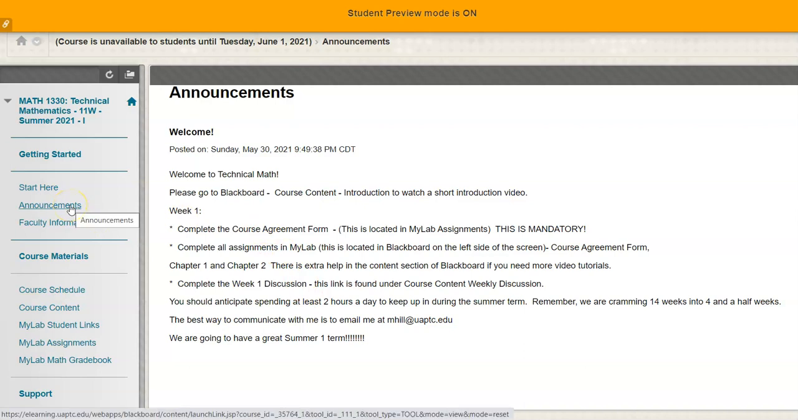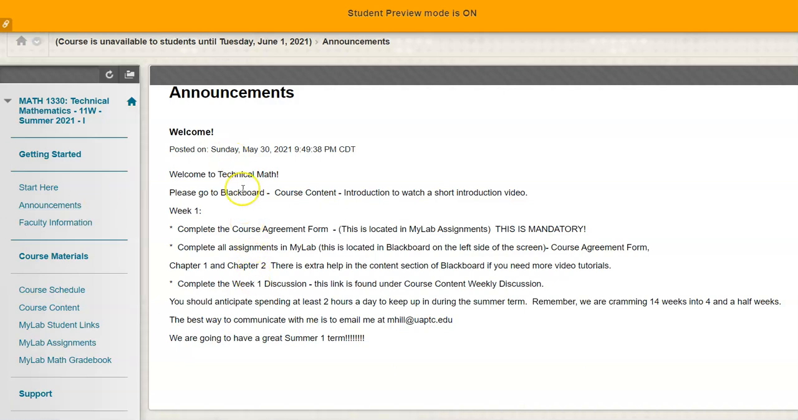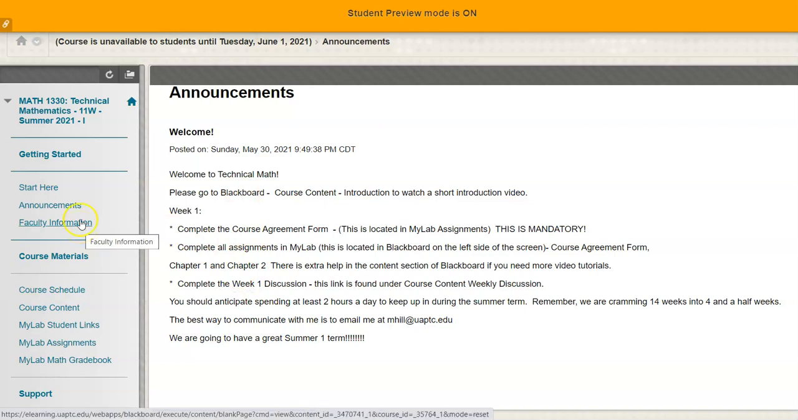It's also going to be sent to you in an email to your UAPTC email. So you want to check the announcements every week. If you don't get the email, you can always click on it and it'll have any of the other things that I wanted to tell you. Faculty information just gives you some information about me. Then you've got your course schedule. Your course schedule is going to be important because it tells you exactly when things are due, and gives you an idea of all that stuff.